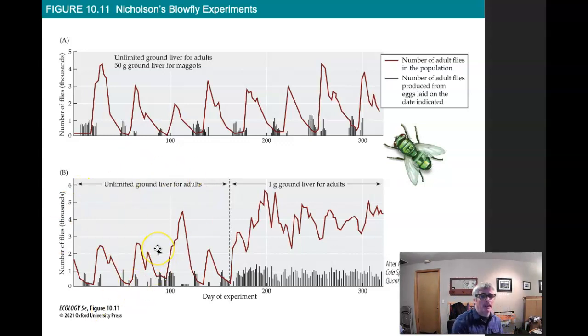Here, they did the same experiment again. 50 grams for maggots, unlimited for adults. And then here they started to limit the adults as well, which served to stabilize the population a bit more. So we still have some peaks and valleys, but it's generally more stable. Meaning that now there's some selection at the adult stage as well.